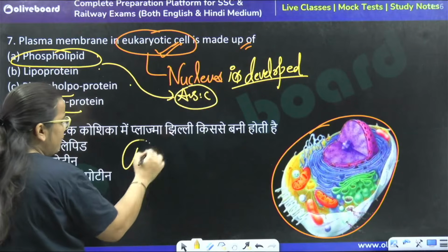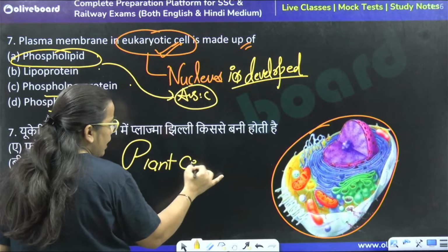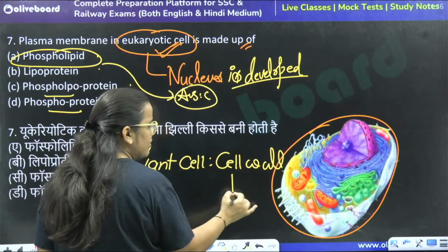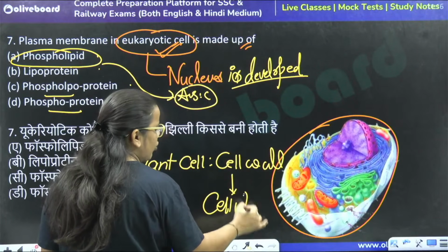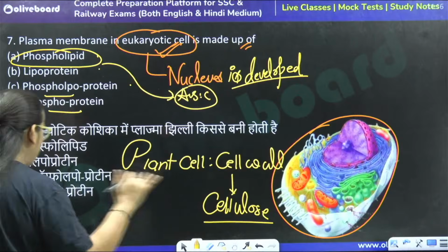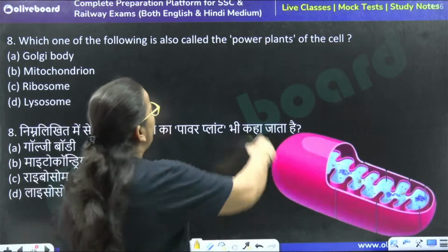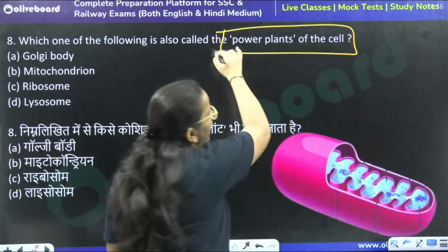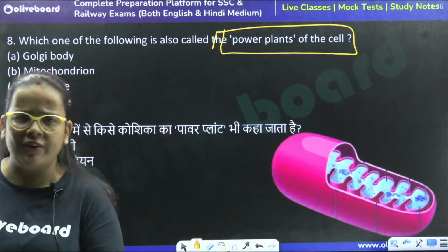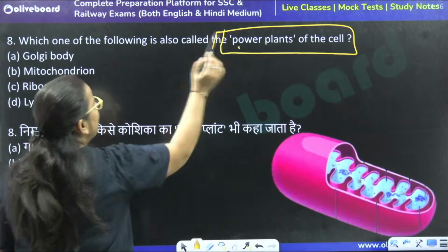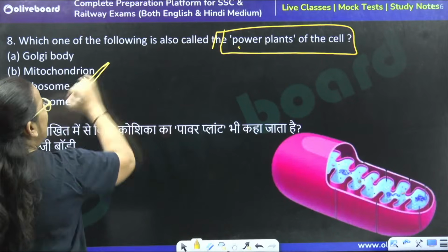Now in a plant cell, there is a cell wall, right? And this cell wall consists of what? It consists of cellulose or sometimes hemicellulose. Next, which one of the following is also called the powerhouse of the cell? I think everybody knows the answer, right? So this powerhouse of the cell is termed as mitochondria.